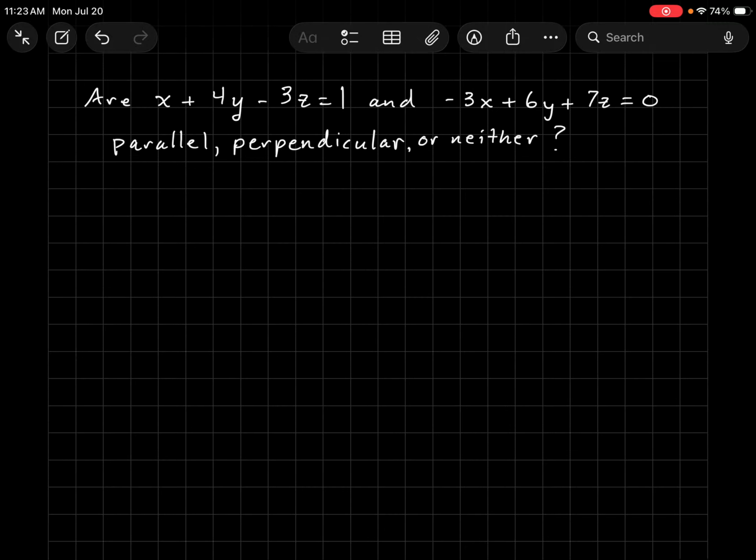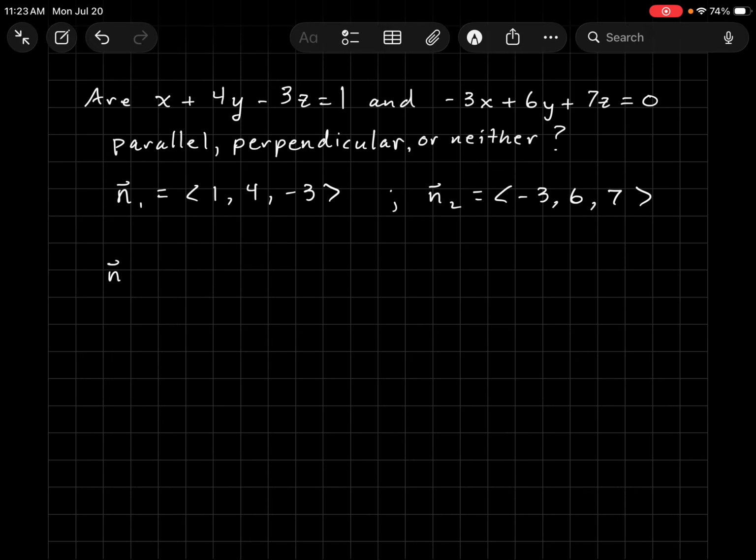So the easiest way to do something like this is not to find the angle between the two planes, but to find the angle between the two normal vectors. So I'll call the first one n1, which is going to be the vector 1, 4, negative 3. And the normal to the second plane, which I'll call n2, is the vector negative 3, 6, 7.